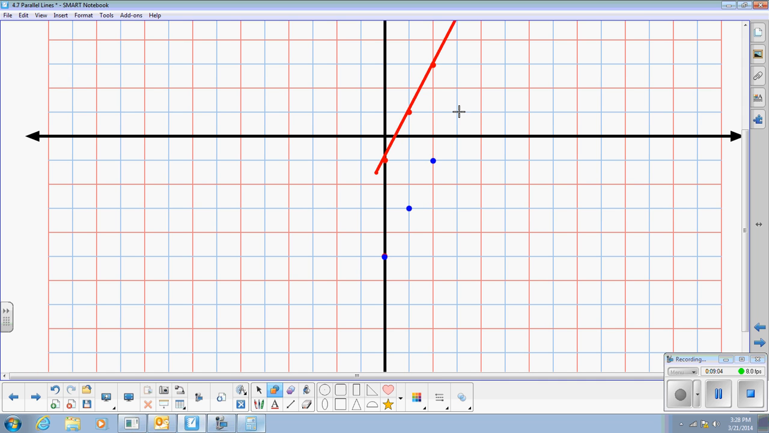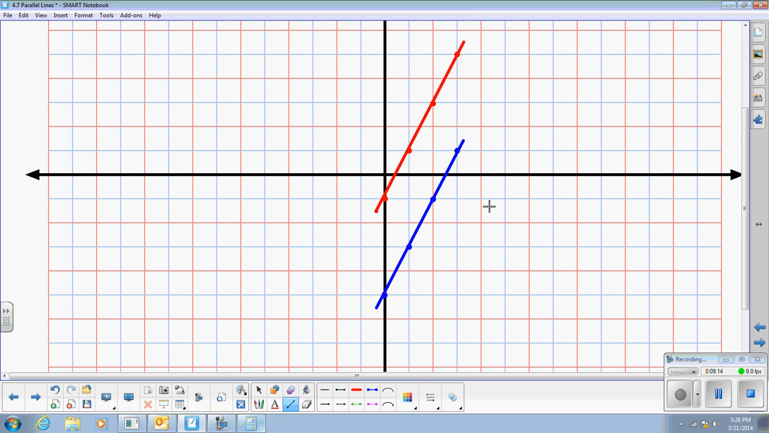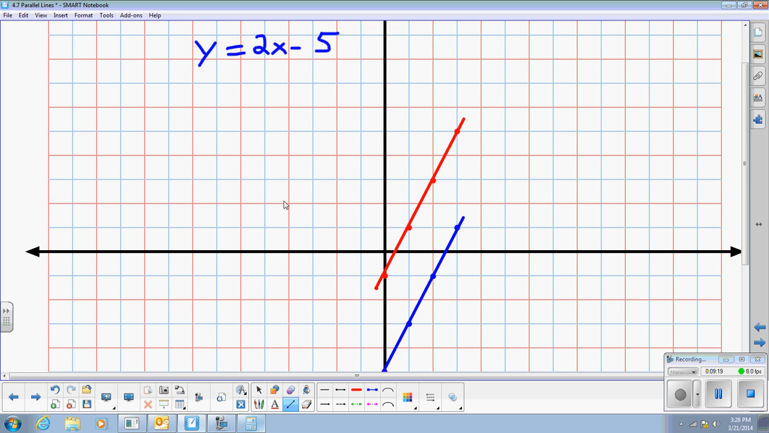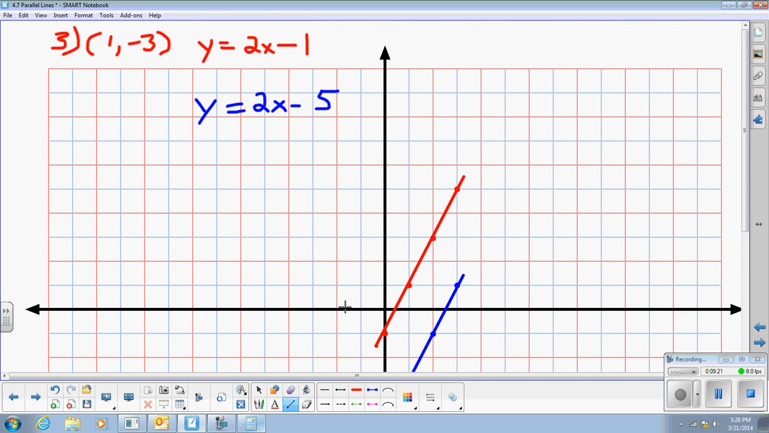Up 2, right 1. Dot. There are my 4 dots. Now I'm going to get me a nice blue line to draw over the top of that. So here we go. All done. And yes, lo and behold, I have 2 lines that will never touch. They have a different y-intercept but the same slope, so therefore they are parallel.